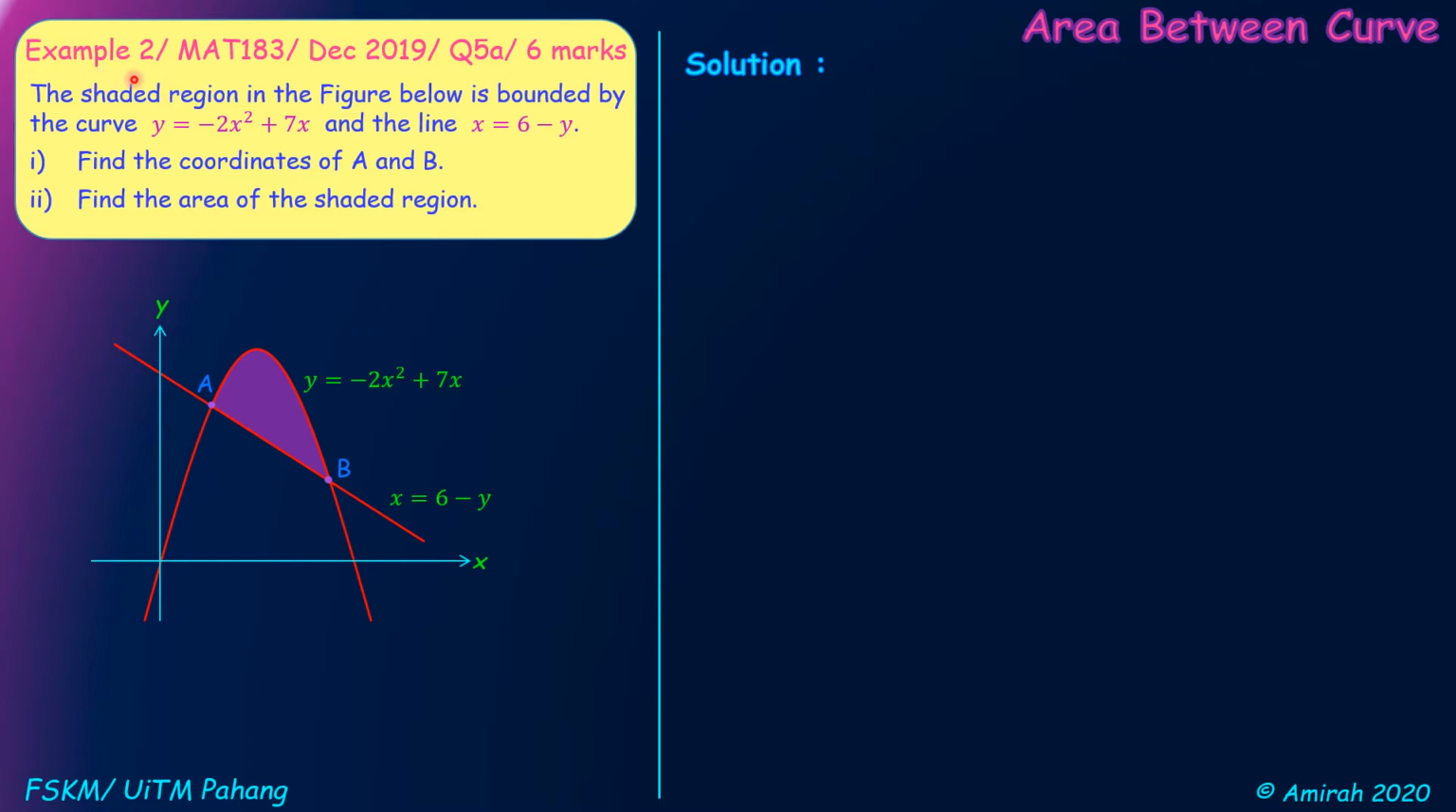Now, we look at example 2 from previous semester papers. The shaded region in the figure below is bounded by the curve y equals negative 2x squared plus 7x and the line x equals 6 minus y. Number 1, find the coordinates of A and B. And number 2, find the area of the shaded region.